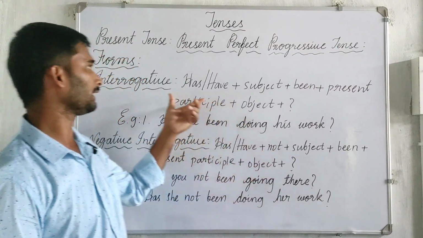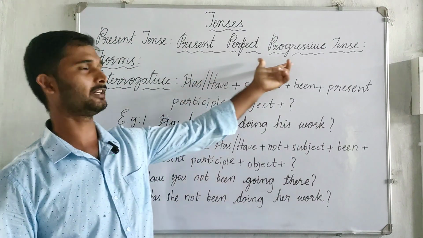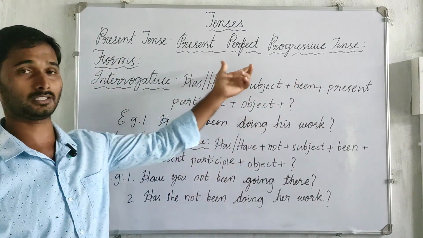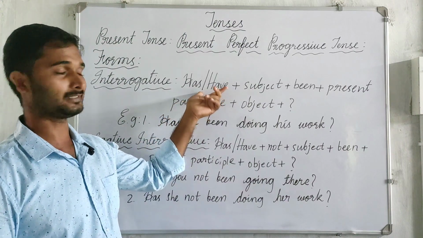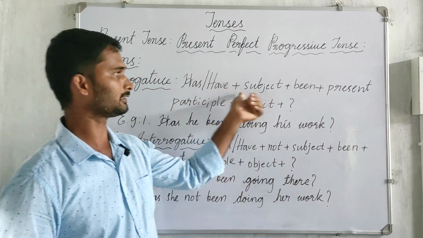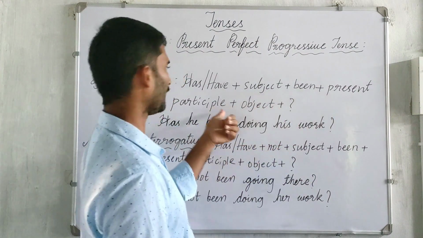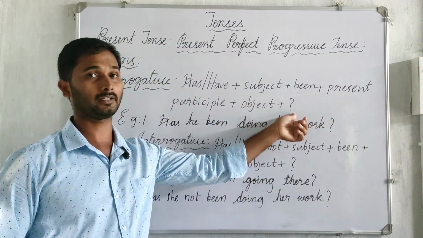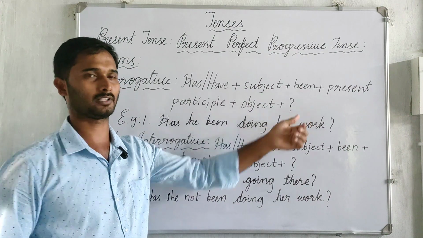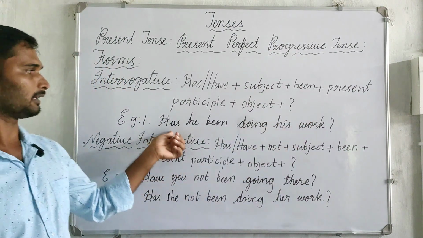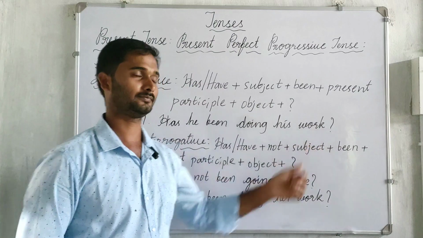Let's go with the interrogative form of present perfect progressive tense. We also call it present perfect continuous tense. Here is an interrogative form and the syntax: has or have plus subject plus been plus present participle plus object plus at the end of it an interrogative mark. We also call it a question mark. One example: has he been doing his work?